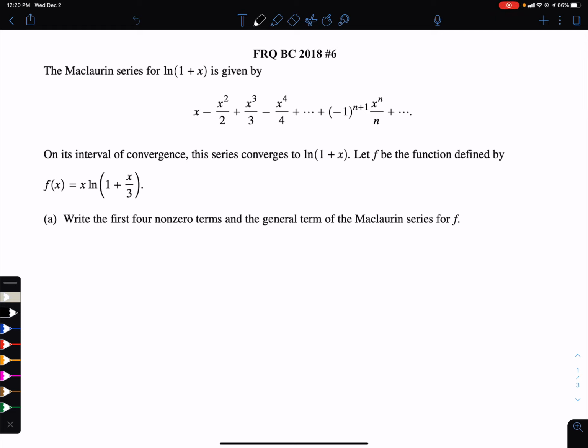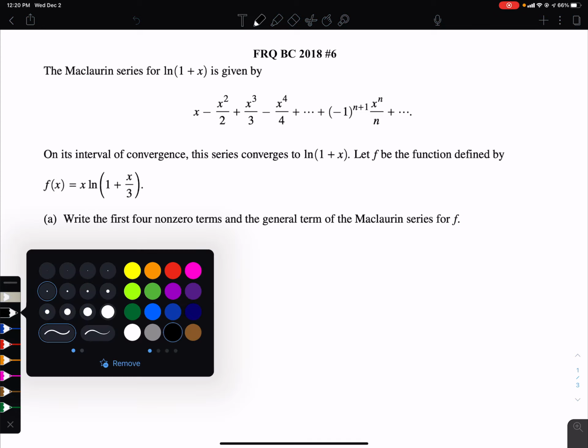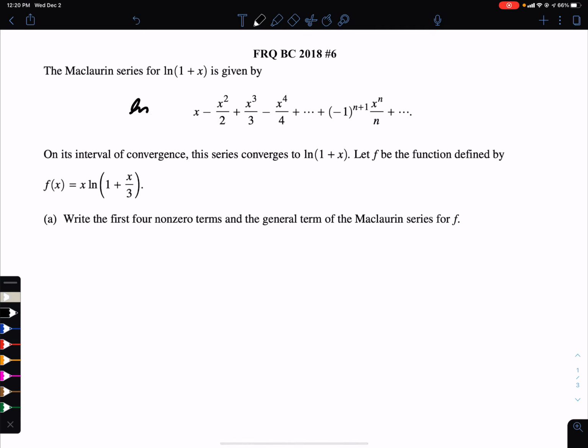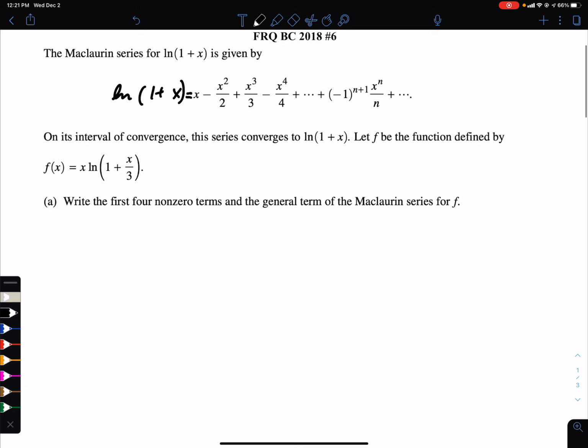This is the 2018 Calculus BC FRQ number 6. So we are given a Maclaurin series for ln of 1 plus x. So let me write this here. Okay, and they want the Maclaurin series for f of x.